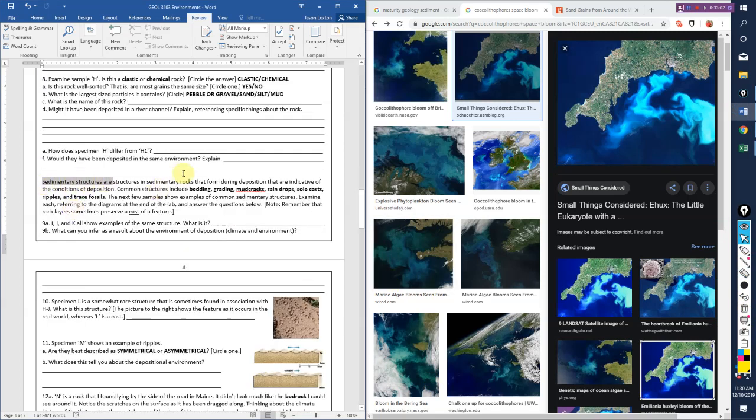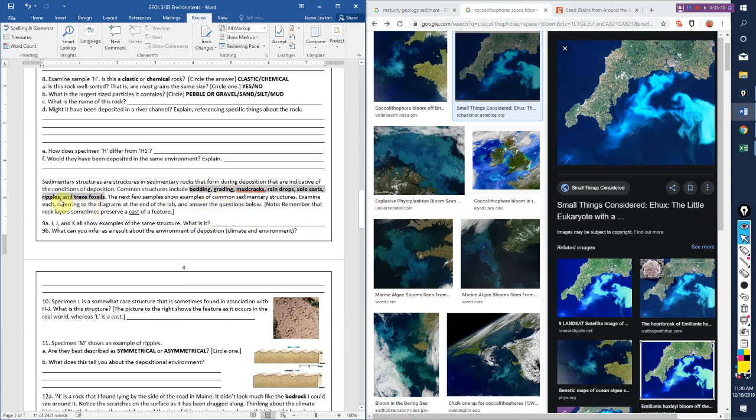By sedimentary structures, I mean some feature that forms within the rock during deposition that tells you something about the conditions of deposition. So if, for example, I have a rock which is being exposed to the surface, it might dry out and contract and form a mud crack. So that's a secondary feature beyond the mud. It's something in addition to the mud that tells me something about the environment. It's an environmental signature.